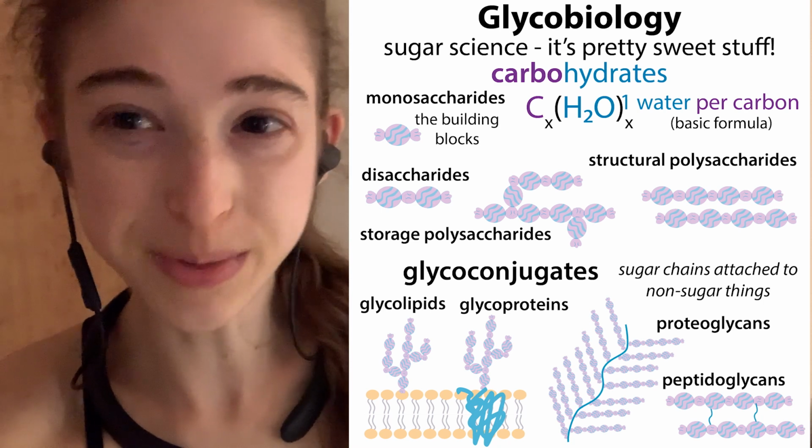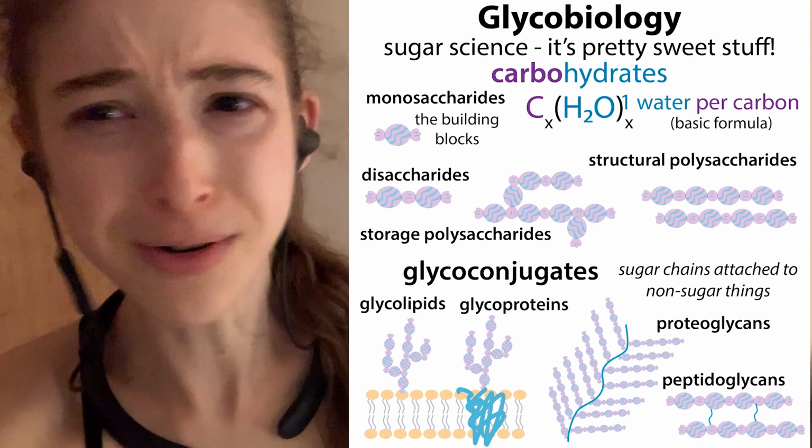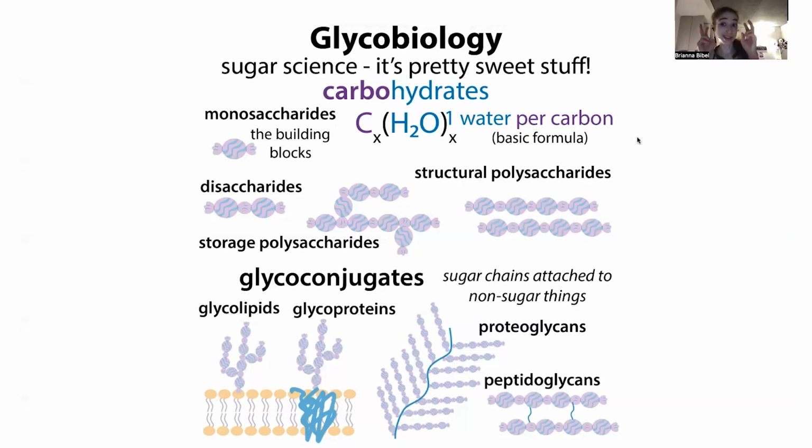Glycobiology is oh so sweet. The sugar science is about way more than just what you eat. When we think about sugar, we're probably thinking of sucrose, which is what we call a disaccharide. It has two individual sugar units linked together. These individual sugar units are called monosaccharides. These include things like glucose, our blood sugar.